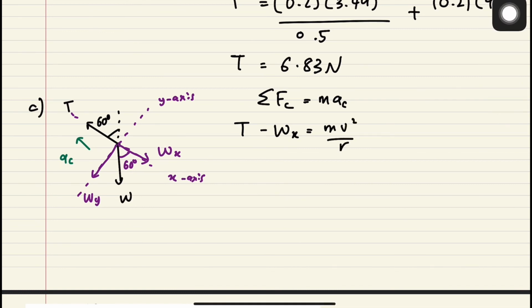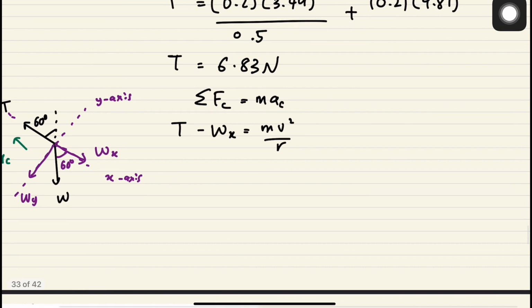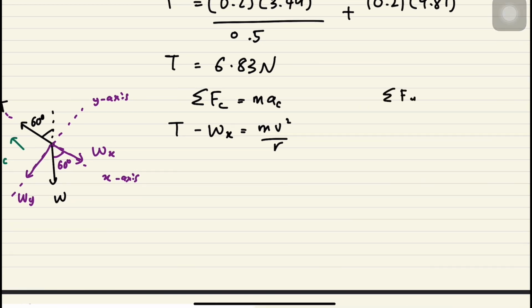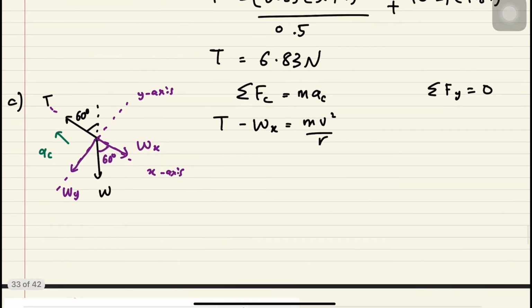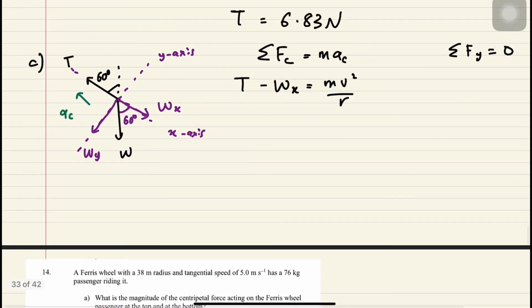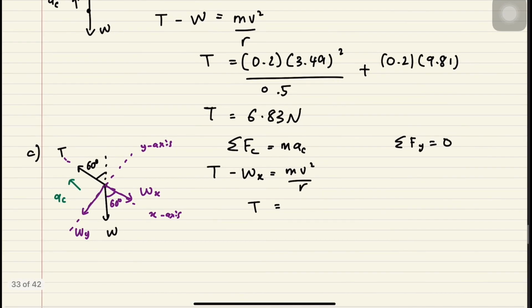Okay, you can write down the y component as well, so that one will be equal to 0 if you want to. But I just want to focus on this part because the question wants to find the tension. So tension here, you should get mv squared over r. So mass is 0.2, v squared is 3.49 squared divided by 0.5, and then plus wx.